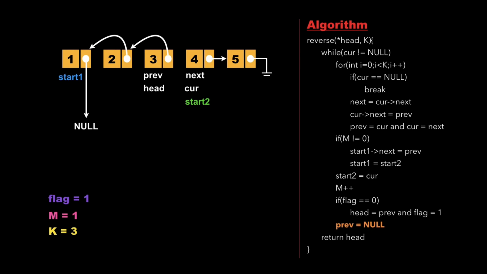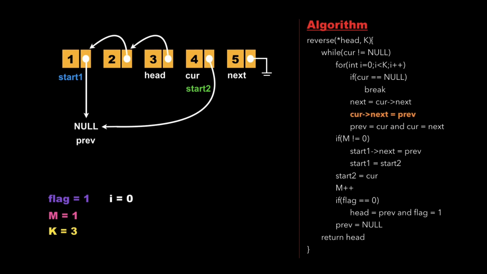And finally we make previous as null. So again we check in a while loop whether current is not equal to null, which is true. So again we have a for loop for our next group, which is from I is equal to 0 to k. So the initial value of I is 0, we check whether current is equal to null, which is false. So we update next as current of next, and we point current of next to previous. Then we update the value of previous as current and current as next, and again increment I.